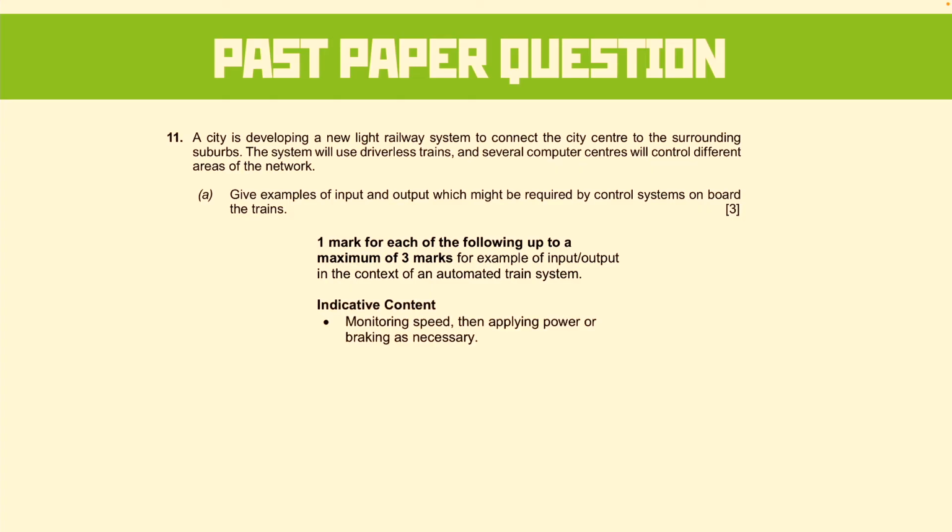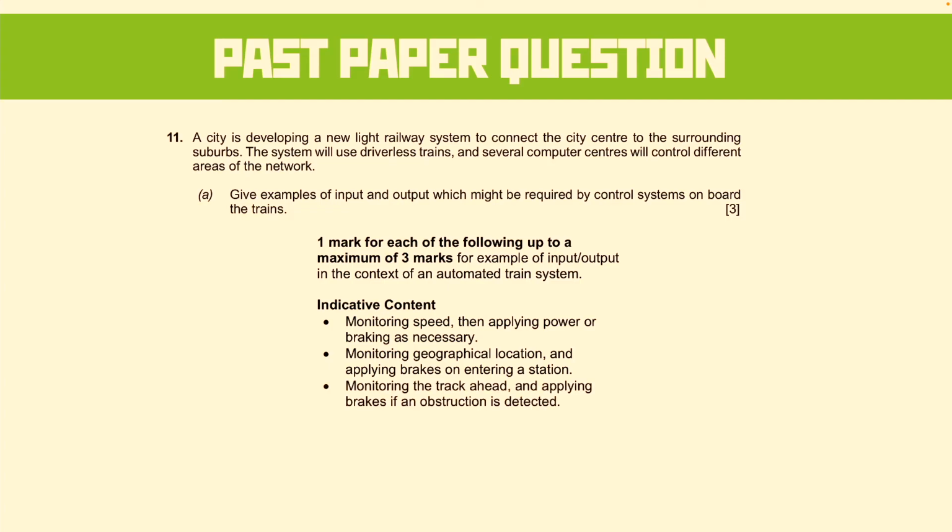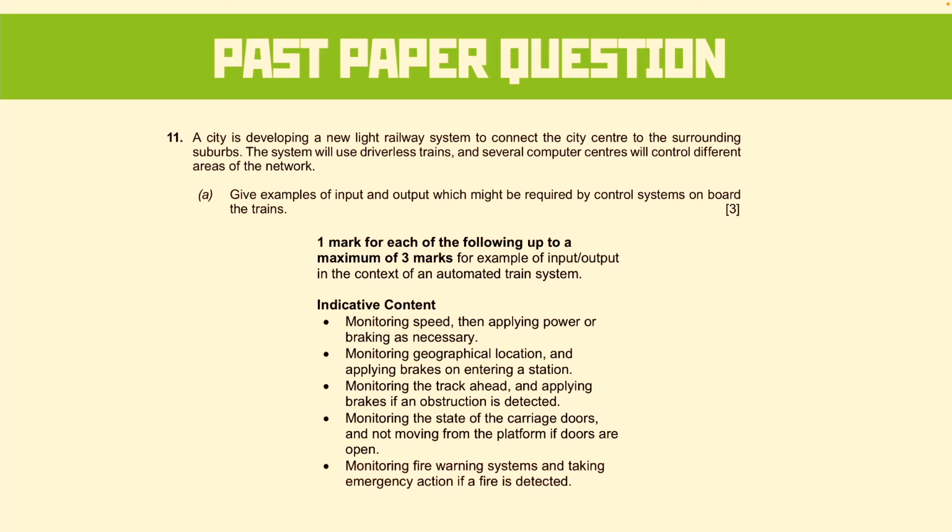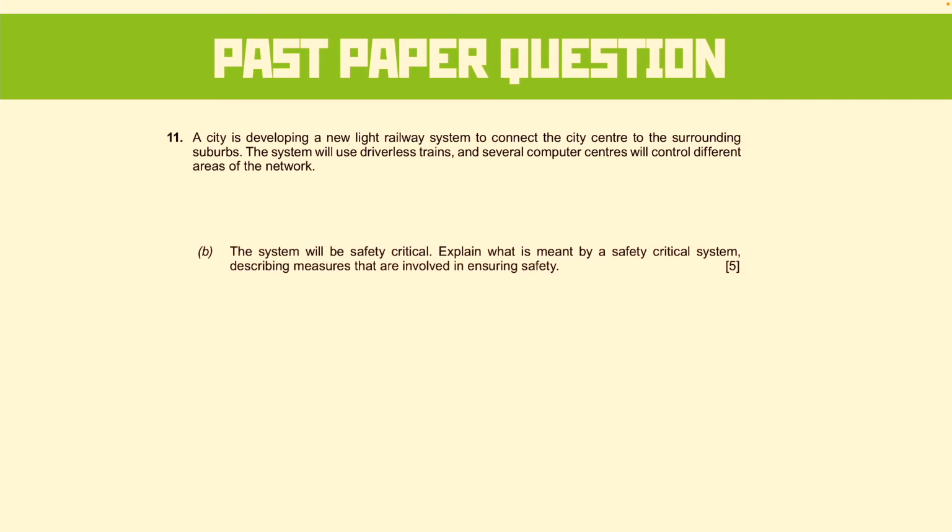A control system manages what's happening, so it would apply braking or acceleration as necessary. It might check where they are, applying brakes when we get into a station. It might check the track ahead and brake if there's something in front of us. It might check the doors and not allow the driver to move from the platform if the doors are open. It might monitor the fire warning systems and slow down, stop and open all the doors if a fire is detected on board. That's what a control system is. It controls and automates part of a physical device.